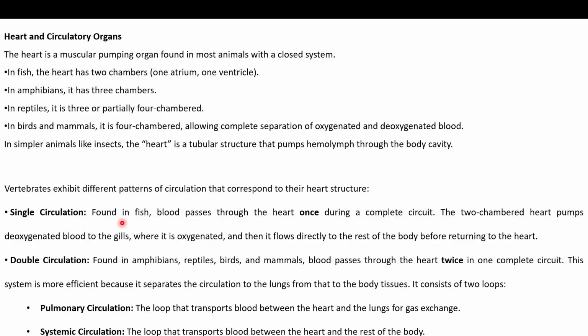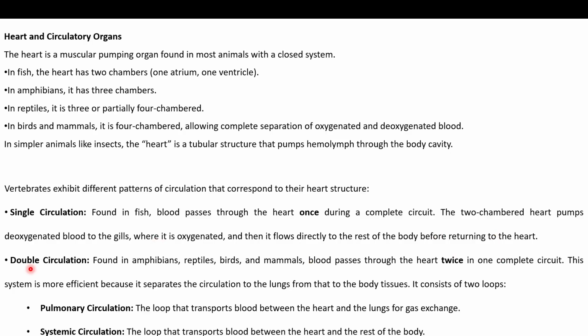Single circulation is found in fishes, where the blood passes through the heart once during a complete circuit, and the two-chambered heart pumps deoxygenated blood to the gills, where it gets oxygenated and then flows directly to the rest of the body before returning to the heart.